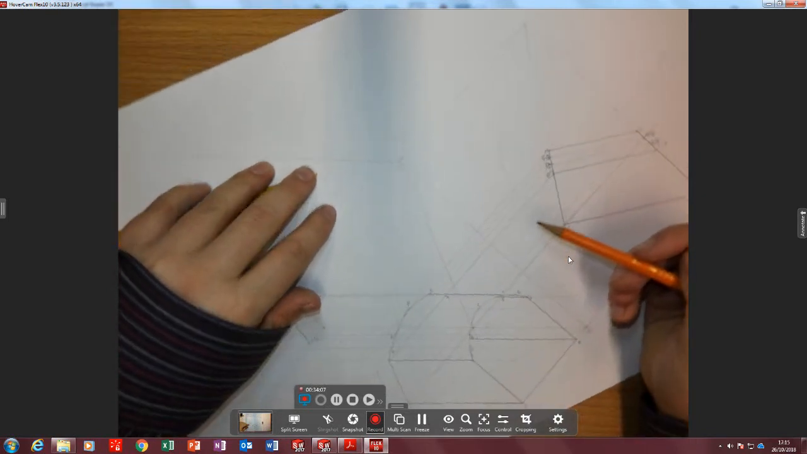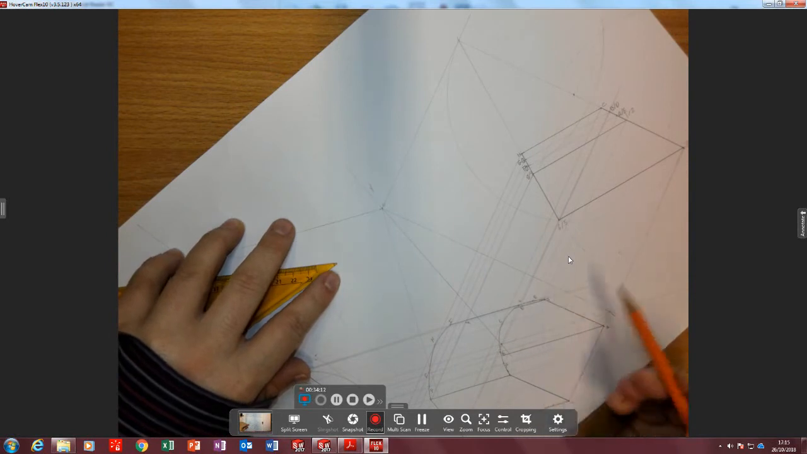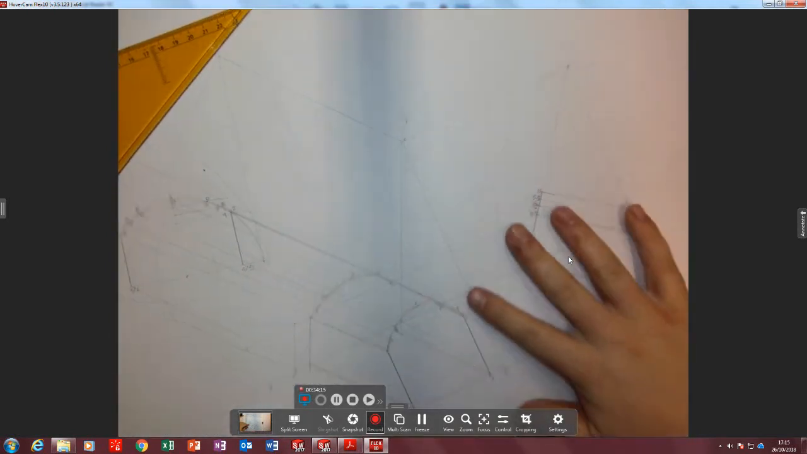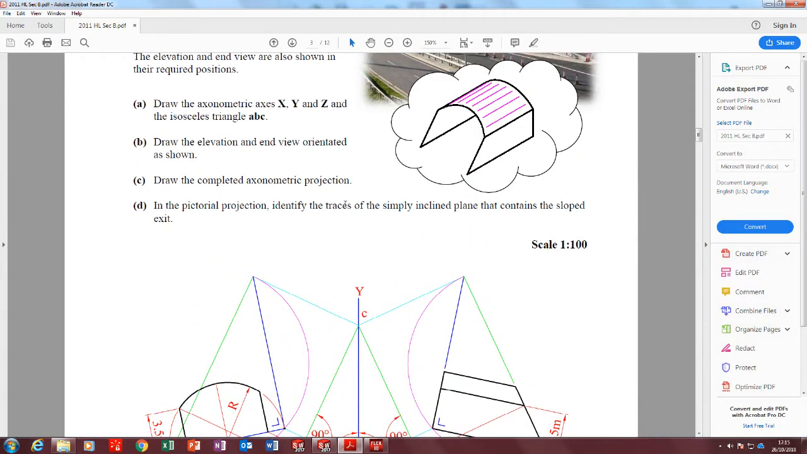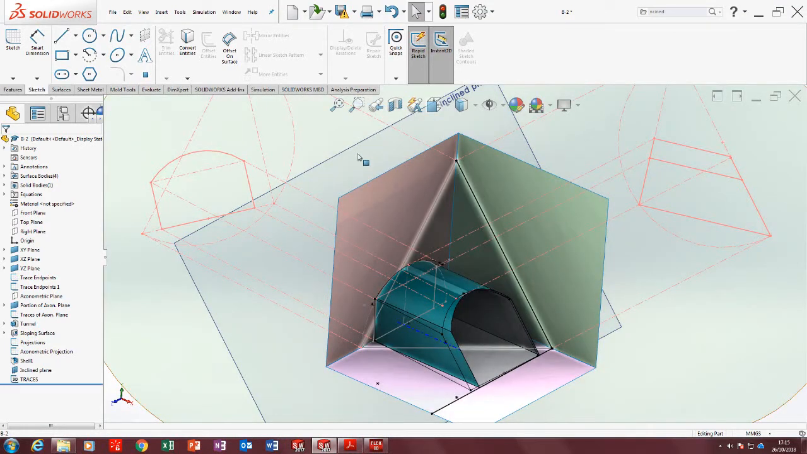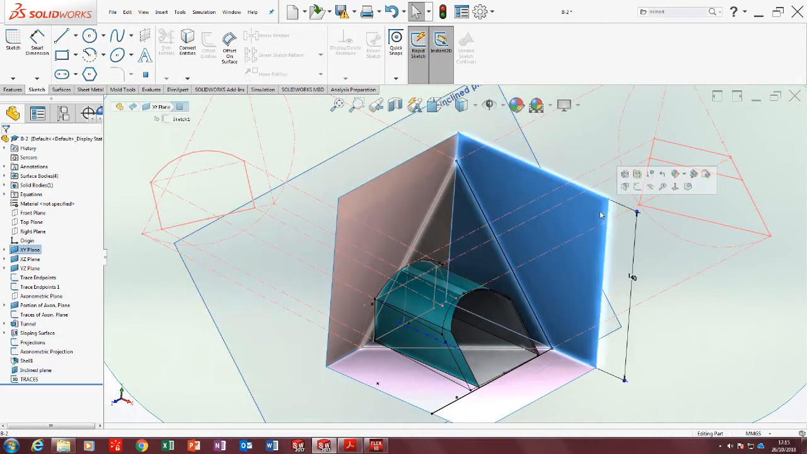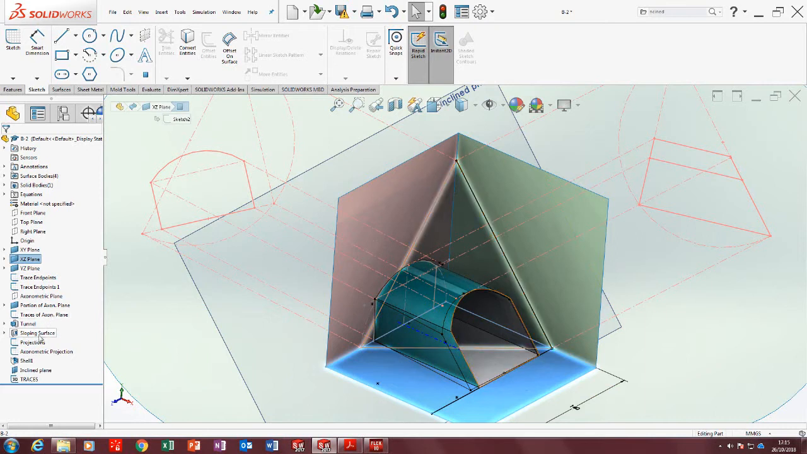Now the next part of the question says, determine the traces of the plane, in the pictorial projection, that contain the sloping front surface. So I'll bring up the question. In the pictorial projection, identify the traces of the simply inclined plane that contains the sloped exit. So what that means is show where the plane that contains the sloped front intersects the vertical plane and the horizontal plane. Now I'll show you that there.